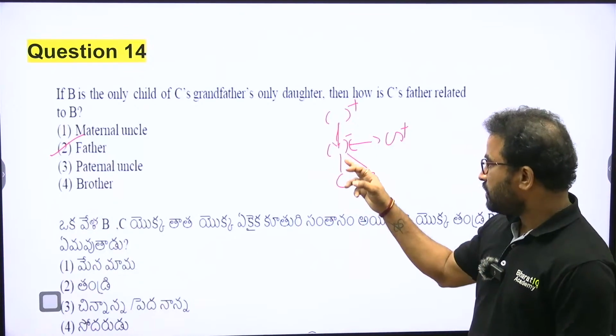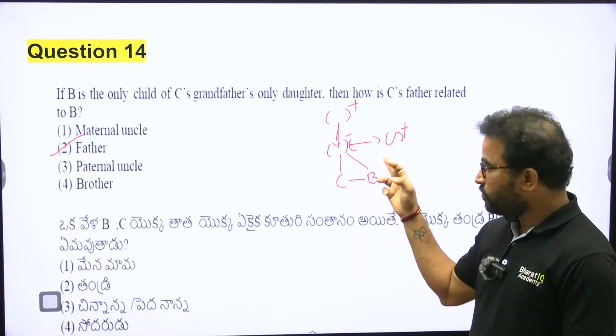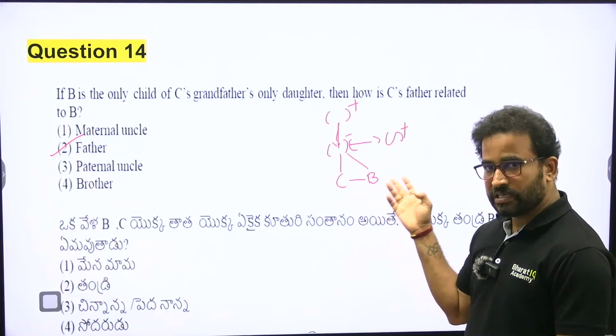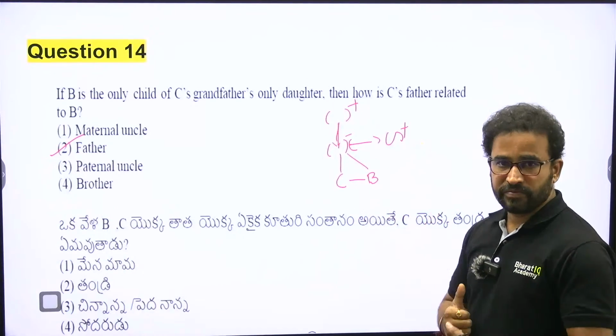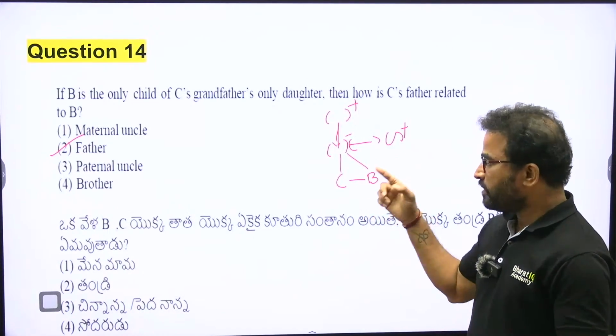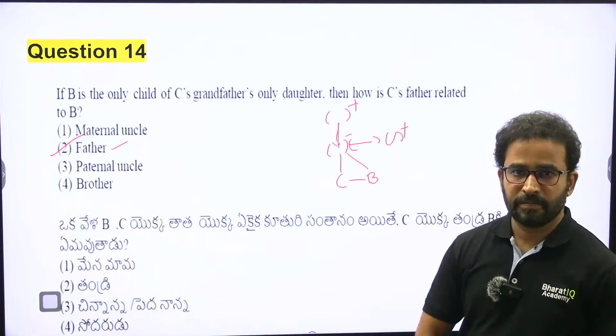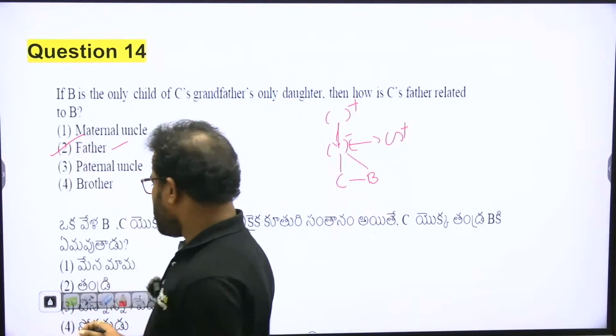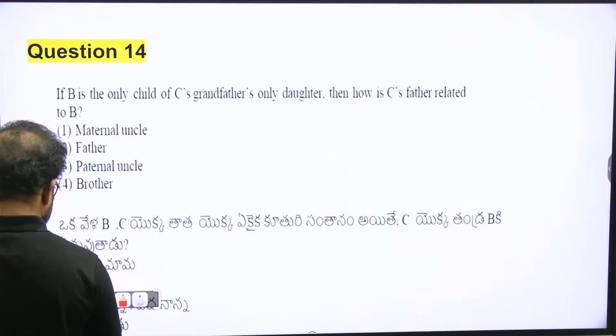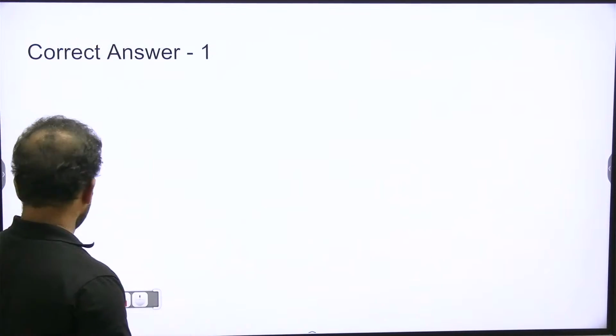Directly they are asking about C's father. Children of the same parents are siblings, so he is also B's father. So B's father, look at this one, our answer is father. That is the right answer. You should remember that. I will explain how to work this out from the examination point of view. So better you remember this.